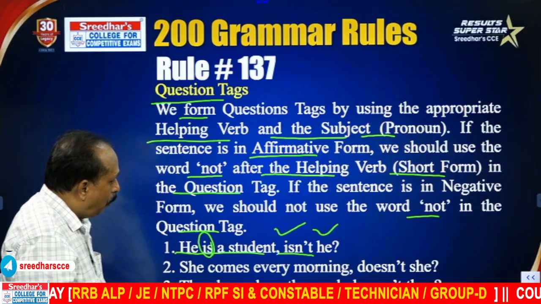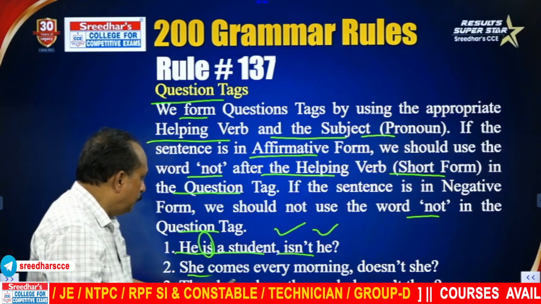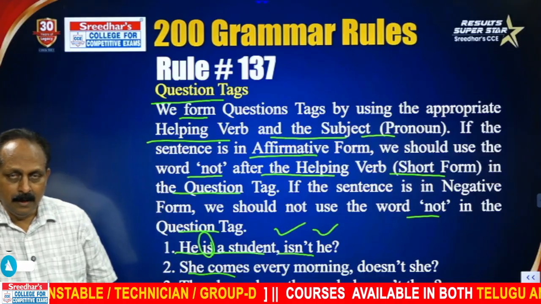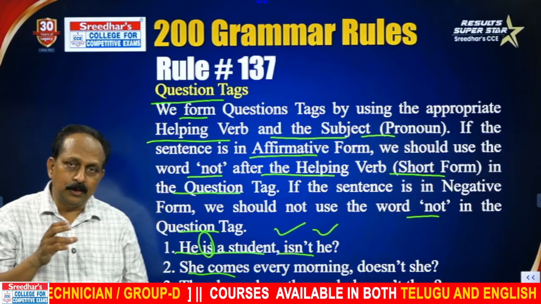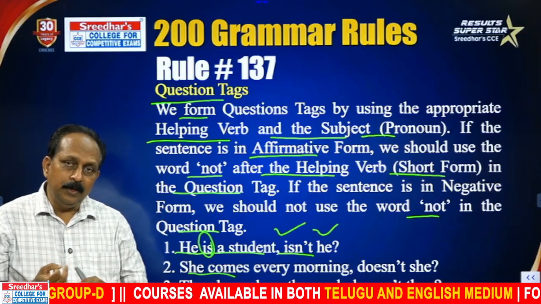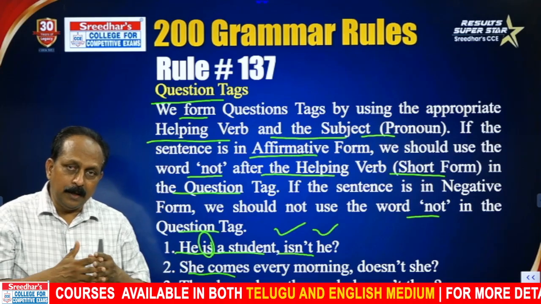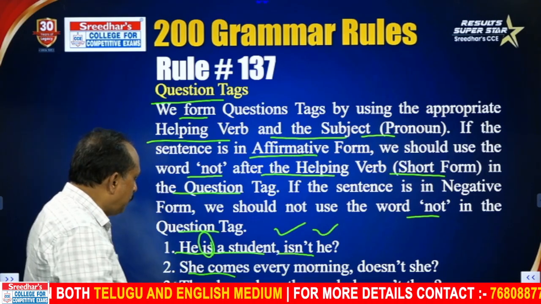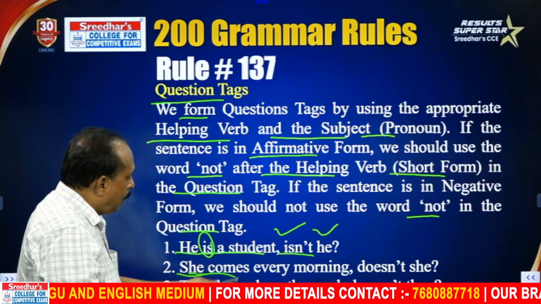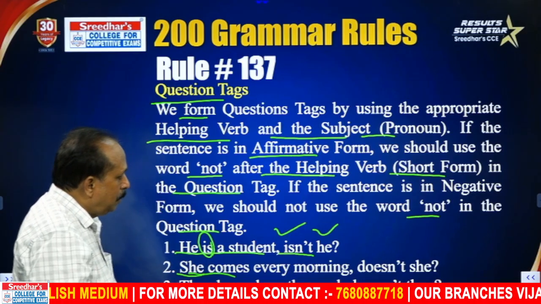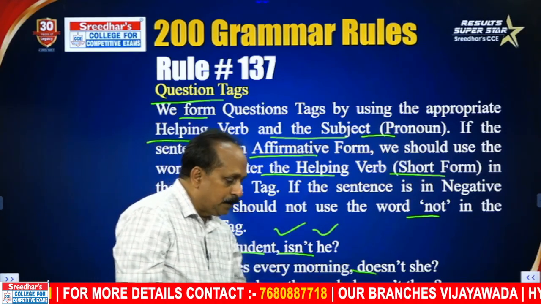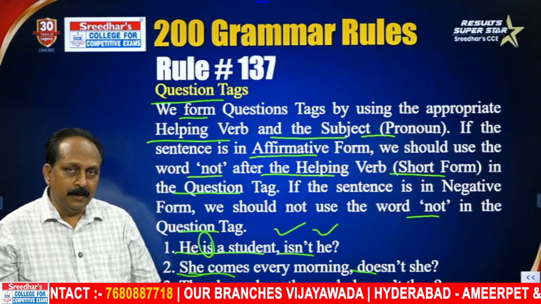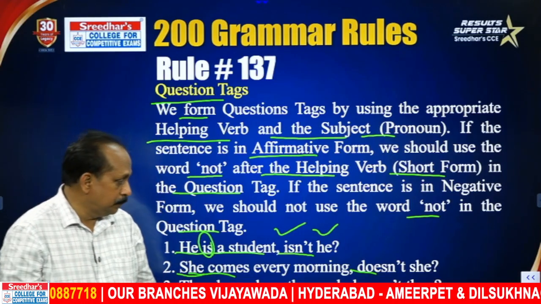She comes every morning, doesn't she? Present tense and past tense you don't see the helping verb, but you have already learned tenses. In present tense, we use do with I, we, you, they. We use does with third person singular: he, she, it. What is the subject here? She. She comes every morning, affirmative. And what is the appropriate helping verb? Does. Does plus not short form, doesn't. And we should repeat the subject. Doesn't she?